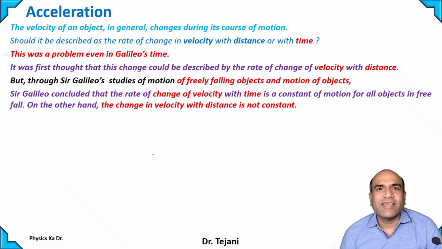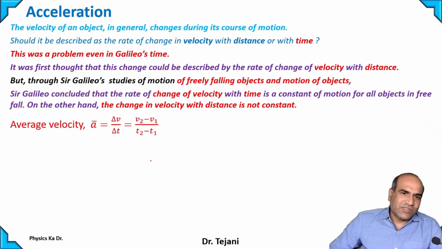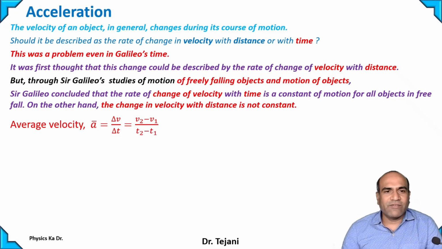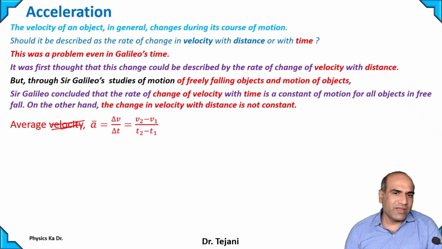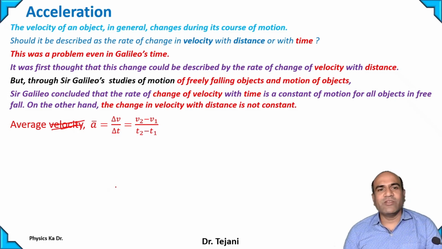In that case, acceleration was defined, and the average acceleration is equal to delta v, that is v2 minus v1, divided by t2 minus t1. We need not worry about this term now.